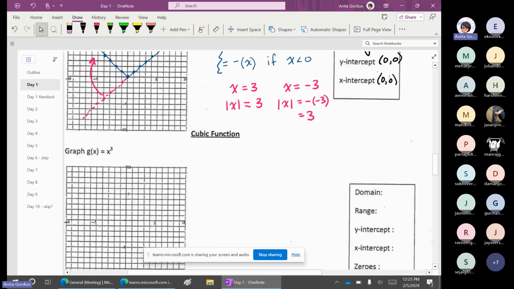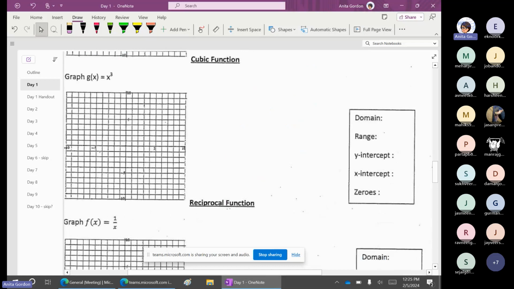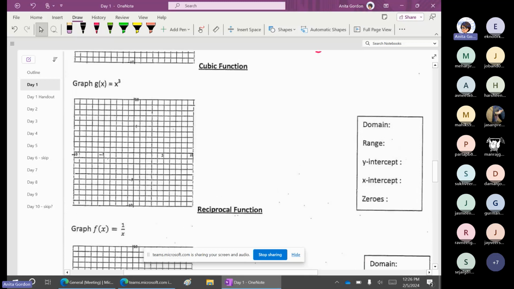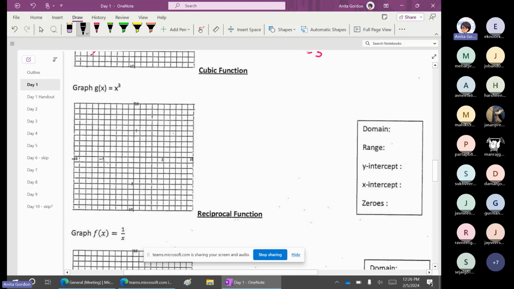Okay, cubic functions. Did you guys go over some cubic functions last semester or whenever you took pre-calc 11? No? Okay. So cubic functions are very similar to quadratic functions. There are different ways that you can set them up. I'm going to show you the two main ways that we're going to see it. In standard form.